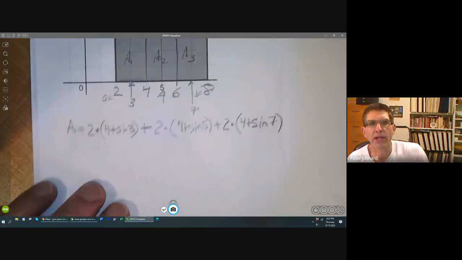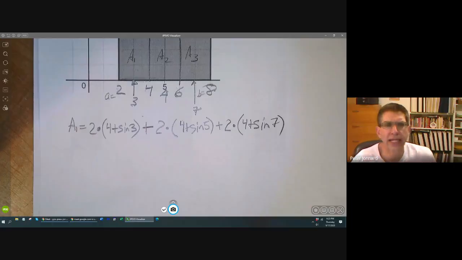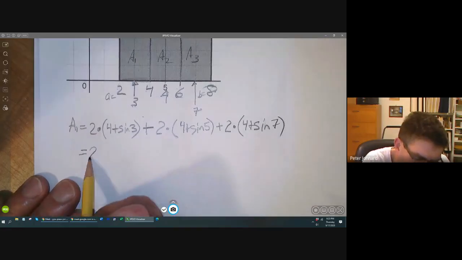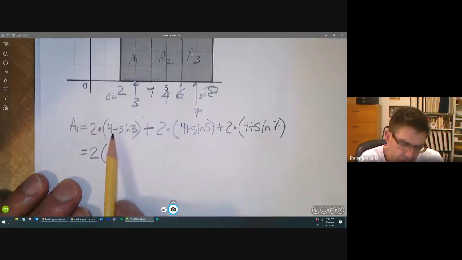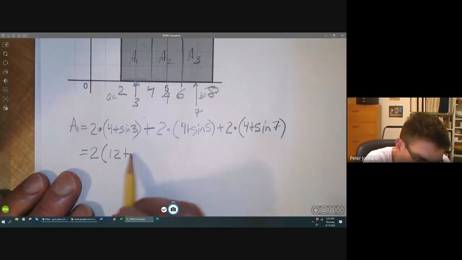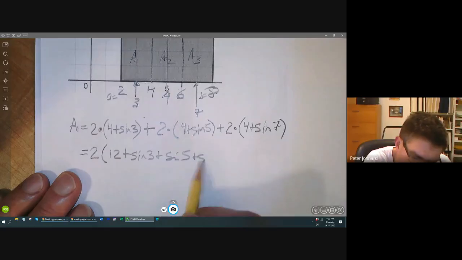Okay. All right. And I'm thinking in terms of adding that all into the calculator. Let's see. Gosh, I could take out this common factor of 2, and then I would have inside here 4 plus 4 plus 4, which is 12, plus the sine of 3, plus the sine of 5, plus the sine of 7, right?